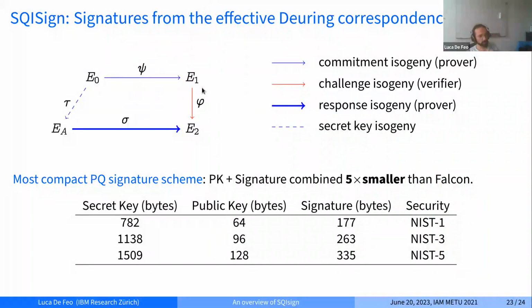So psi is what we call the commitment isogeny. It's just a random isogeny, unrelated to the secret. It's just walking to some elliptic curve. And now E1 is the curve that gets sent to the verifier.